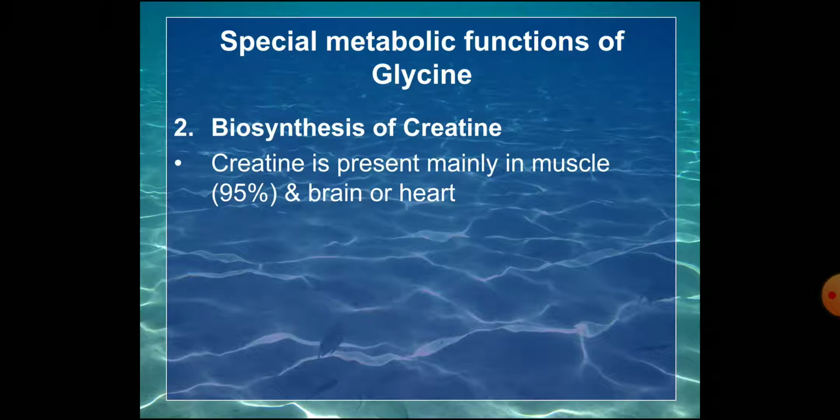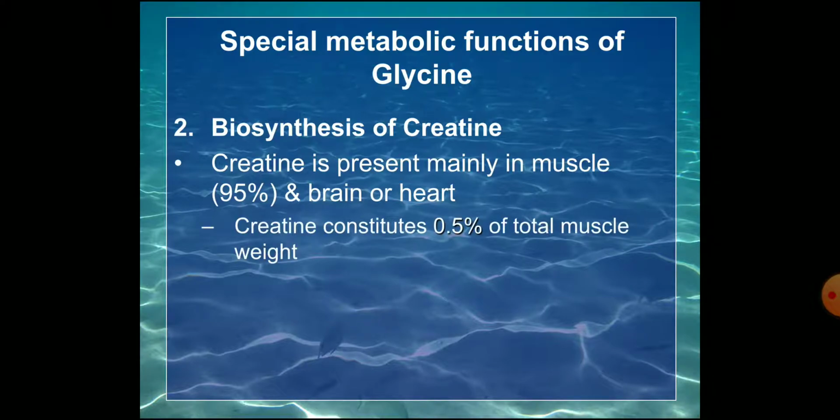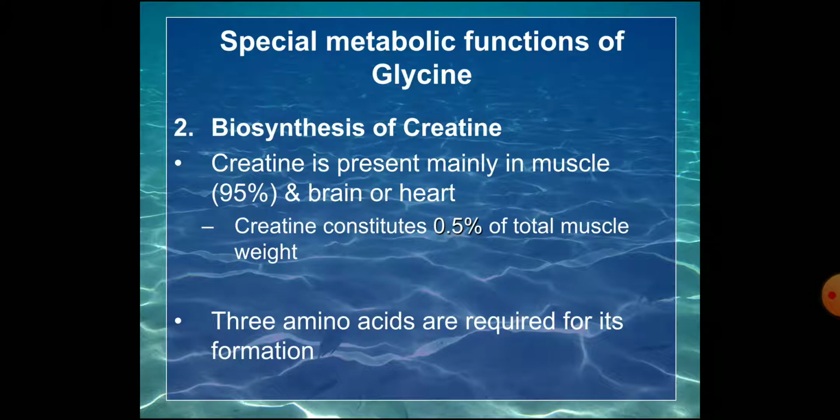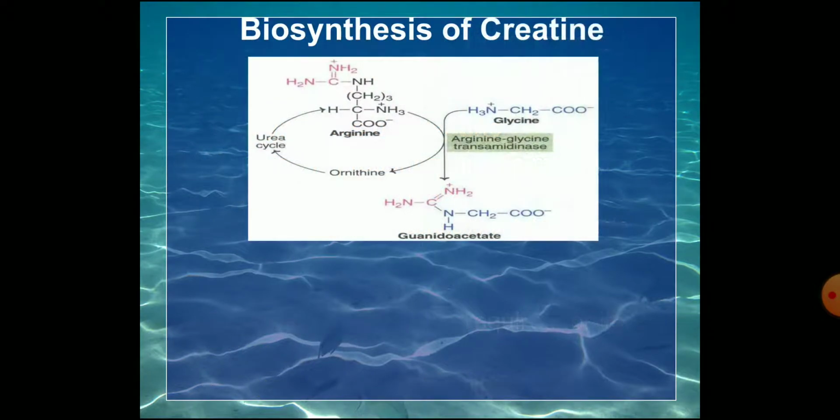Creatine is present mainly in the muscle, that is 95% is present in the muscle and the rest is present in the brain or heart. Creatine constitutes about 0.5% of the total muscle weight. There are 3 amino acids required for the formation of creatine, that is arginine, glycine and methionine. So we will see the steps of synthesis.